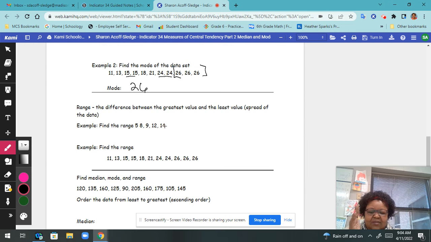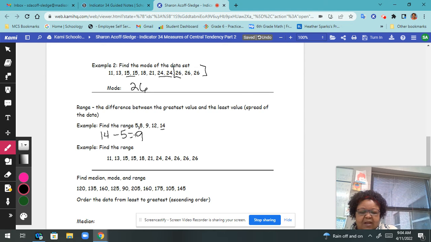Range is so simple. All you do is you find the difference between your greatest value and your least value. So for this one, this is ordered, that should be a 5, comma 8. This is ordered from least to greatest. So my greatest value is 14. My least value is 5. So my range is 9. 14 minus 5, that's as simple as it is.